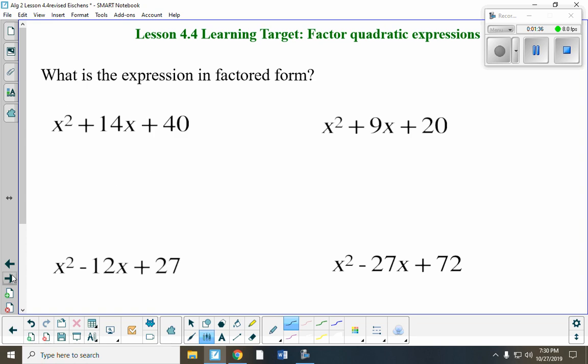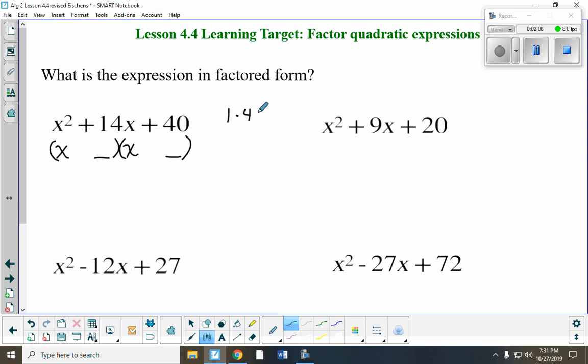So using that, we are going to factor this expression, x squared plus 14x plus 40. So we need two sets of parentheses here because we're going to have two binomials. The first term, remember, comes from multiplying the firsts of each binomial. So x times x gives us x squared. The last term in each will come from one pair of the factors of 40.